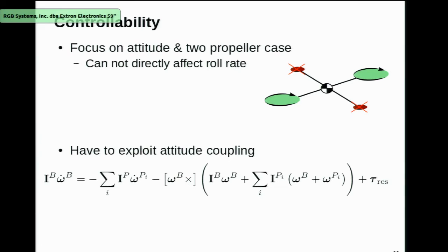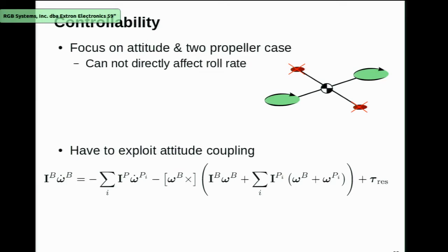So the way to still control this vehicle is to exploit this omega cross I omega term. Specifically, what I'll do is have the vehicle rotate very quickly around its thrust axis, and then I'll induce an angular velocity with the torque that I can directly actuate. And then these two will interact through omega cross I omega to create an angular acceleration around this third axis that I cannot act to.